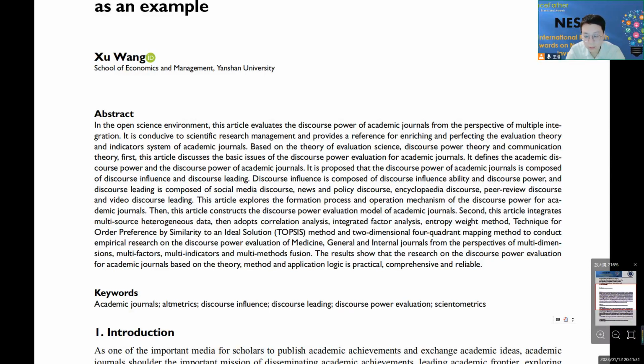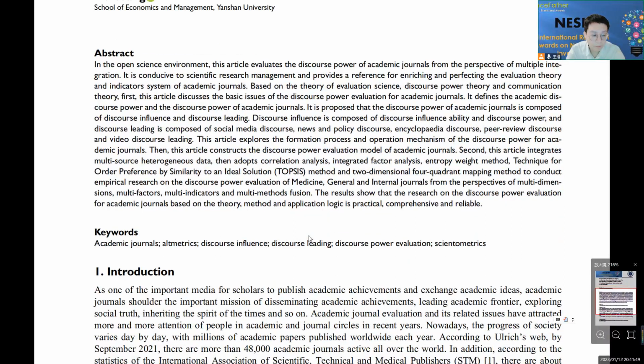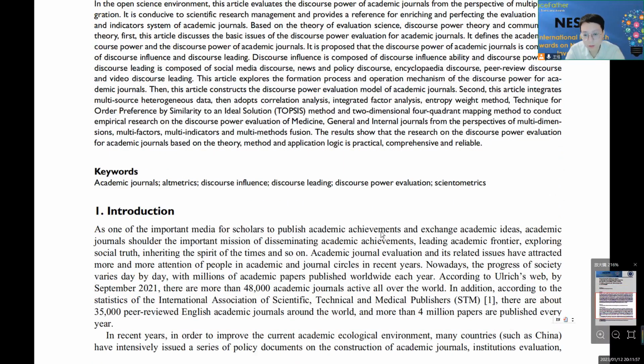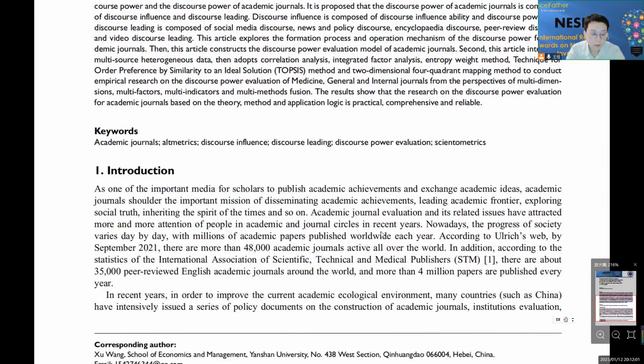The research showed that the research on the discourse power evaluation for academic journals, based on the theory, method, and application logic, is practical, comprehensive, and reliable. The keywords are academic journals, altmetrics, discourse power influence, discourse power evaluation, citometrics. The first part is the introduction.